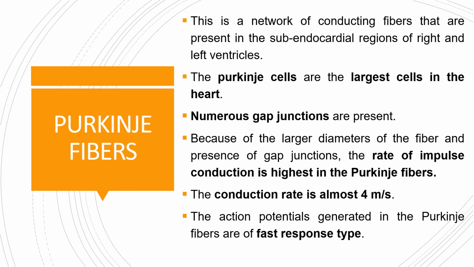Purkinje fiber. This is a network of conducting fibers that are present in the subendocardial region of the right and the left heart. The Purkinje cells are the largest cells in the heart. There are numerous gap junctions in the Purkinje fibers. Because of the large diameter of the fibers and the presence of the gap junctions, the rate of impulse conduction is highest in the Purkinje fiber, and the conduction rate is about 4 meters per second. The action potential generated in the Purkinje fibers has a fast response time.